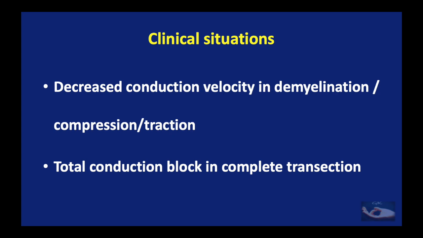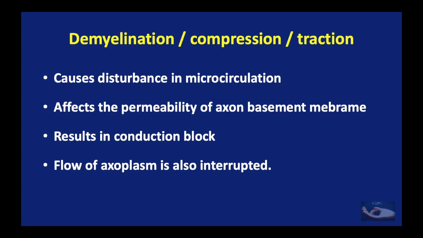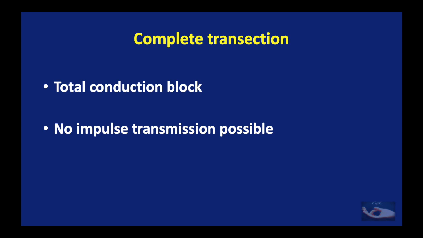There is a decreased conduction velocity in demyelination or compression or traction injuries of the nerve, and a total conduction block in complete transection of the nerve. When there is demyelination or compression, it causes disturbances in the microcirculation, affecting the permeability of the axon basement membrane. This results in a conduction block, and the flow of axoplasm is also interrupted. Whereas in a complete transection of the nerve, there will be a total conduction block and no impulse transmission is possible.